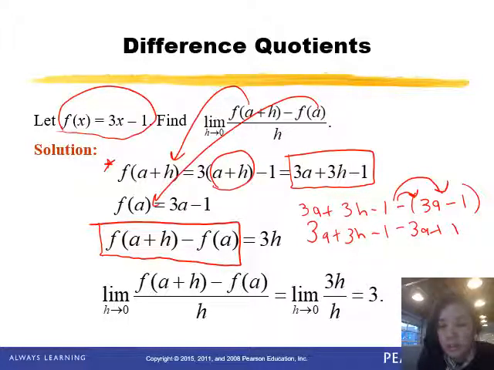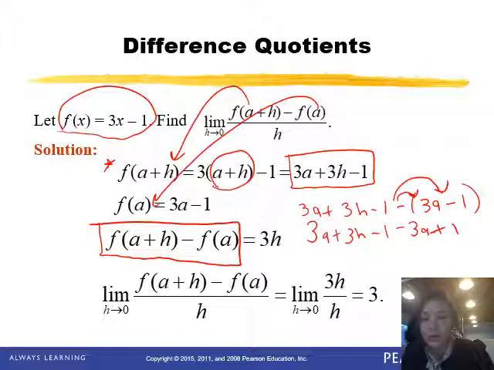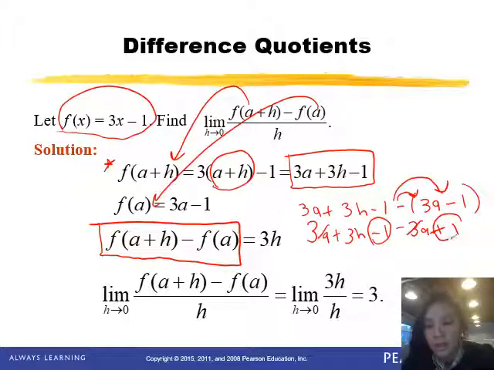And so now we're going to cancel some things out. I'm sorry, my handwriting is a little bit bad. It's the only way I can get the video while I'm writing, because it's propped up here on the stand. And so 3a minus 3a is able to cancel, and then this minus 1 plus 1 is able to cancel, and we are only left with 3h.